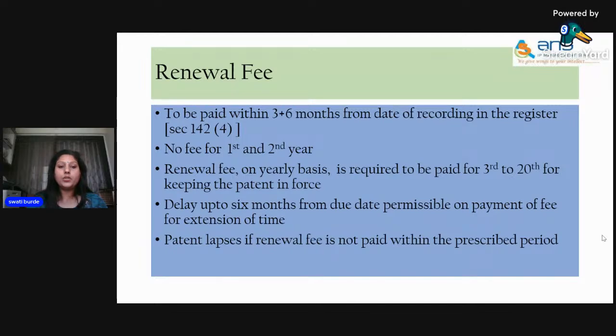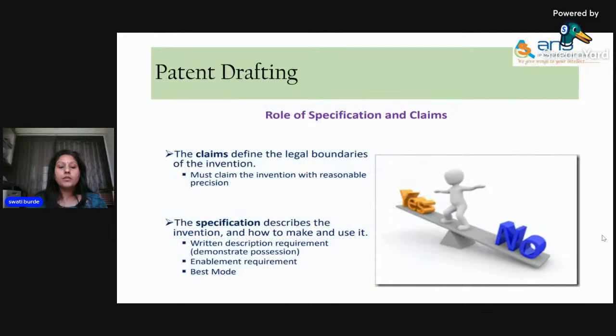Restoration, it can be restored. Now I will talk about the patent drafting process. Though it is a very critical and cumbersome process, it requires skills. So I'll try to cover it in an easy language.